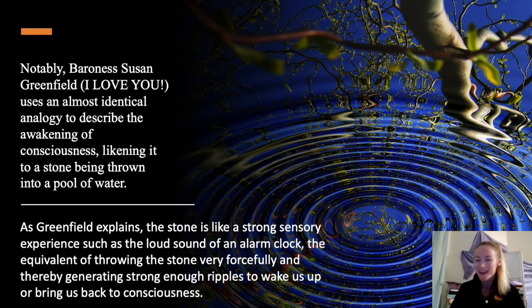Very beautiful. Fascinatingly, Baroness Susan Greenfield uses an almost identical analogy to describe the awakening of consciousness, likening it to a stone being thrown into a pool of water. I hope I'm getting this right. Greenfield suggests that the stone is like a strong sensory experience, such as the sound of an alarm clock, the equivalent of throwing the stone very forcefully and thereby generating strong enough ripples to rouse us from senselessness to awareness.